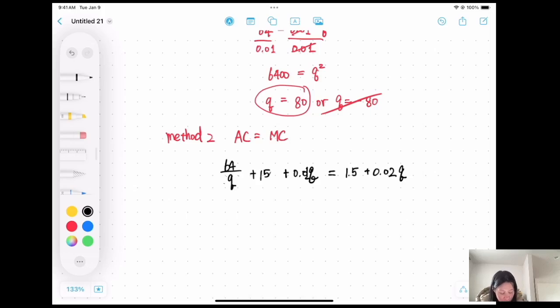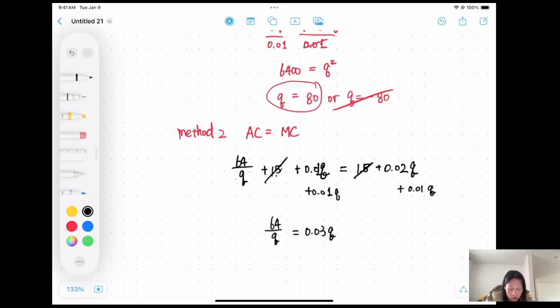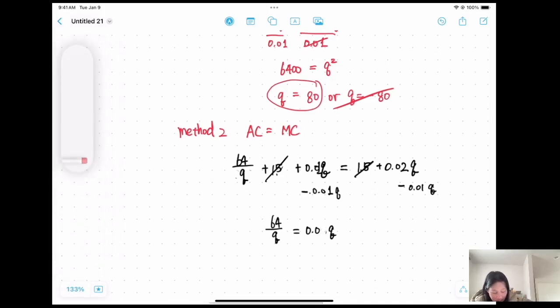Then we can simplify it. 1.5 minus 1.5, they're gone. And then the next step is we subtract 0.01q on both sides. So 64 over q equals 0.01q. Sorry, I made a mistake. Here it should be subtract 0.01q instead of adding. You may have noticed that.